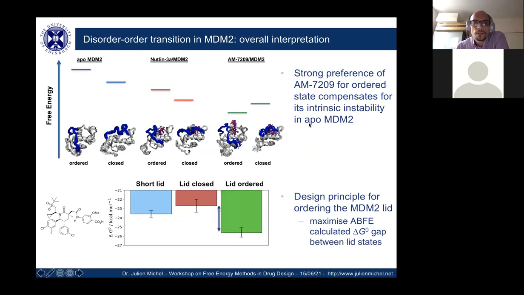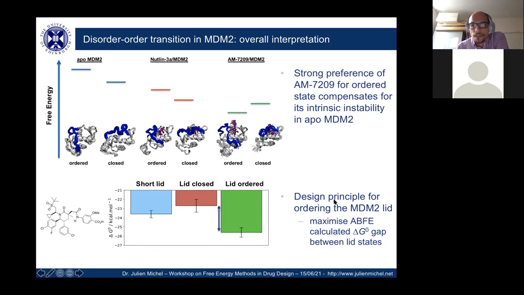And so if we put everything together, we can propose this picture where the ordered state in MDM2 exists in ApoMDM2, but it's intrinsically unstable. In the case of Nutlin 3A, we see stabilization of both states. The ordered state is a little bit more stabilized, but that's not enough to compensate its intrinsic instability. Whereas for AM7209, there's a strong preference for the ordered state, which can shift the balance, and the ordered state becomes more populated. And we can see that the ABFE method gives us a way to tackle this complex problem.